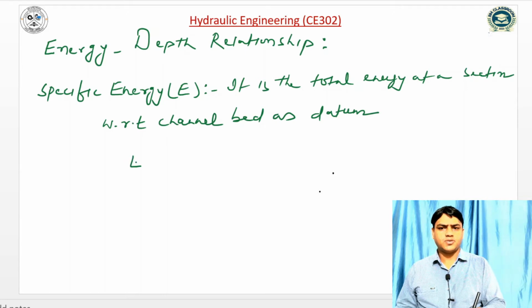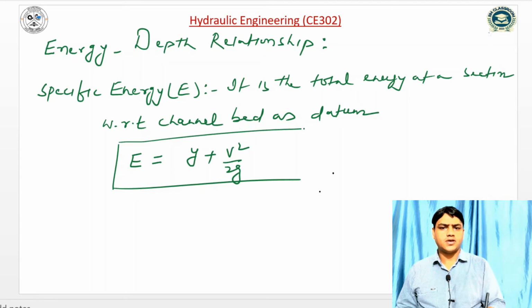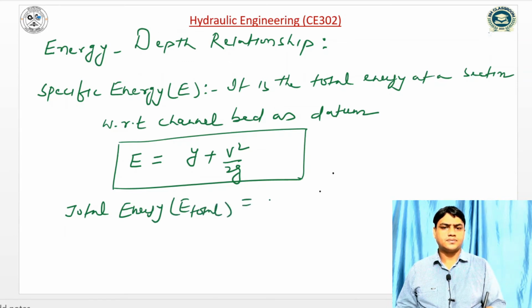This specific energy can be written as Y plus V square by 2G, where Y is the depth of flow and V square by 2G is the velocity head. And total energy E total is equal to Z plus Y plus V square by 2G, where Z is the datum head, Y is the depth of flow and V square by 2G the velocity head.